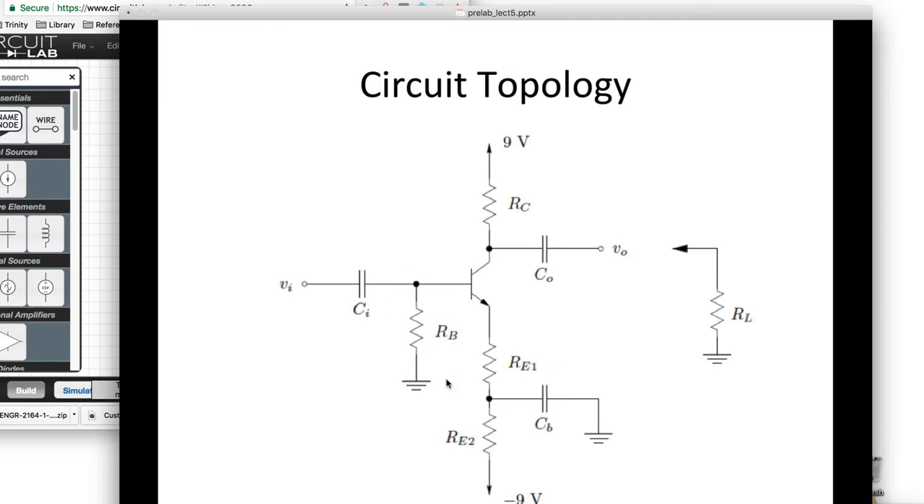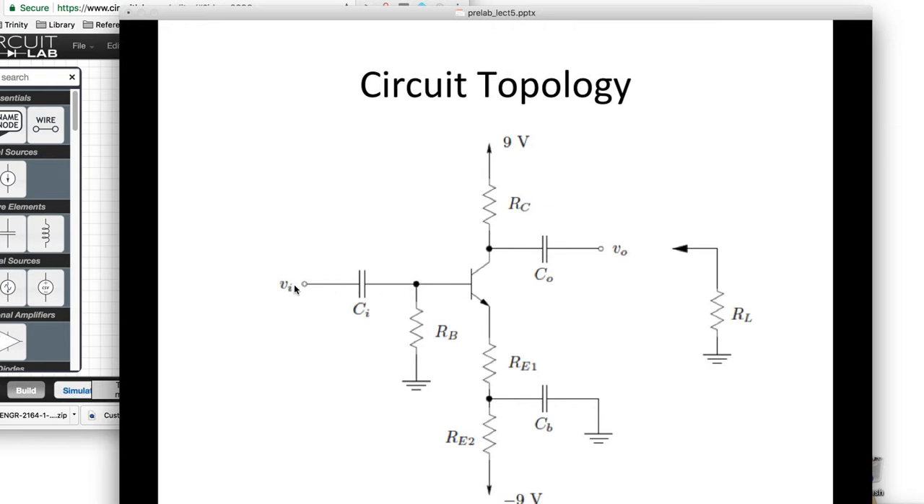We do need an RB here, even though it doesn't do a whole lot. It enforces a zero or close to zero voltage at the base of the transistor. If we didn't have a resistor here, because we have this capacitor here, it would be decoupled and the base would be floating. And then our BJT might not be biased properly.